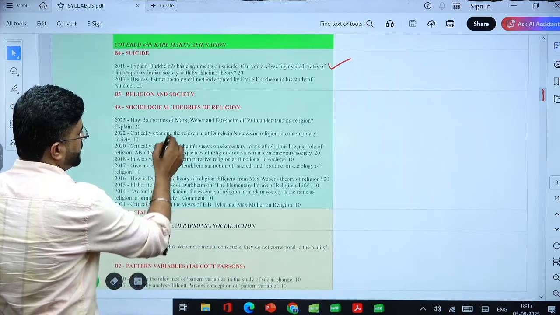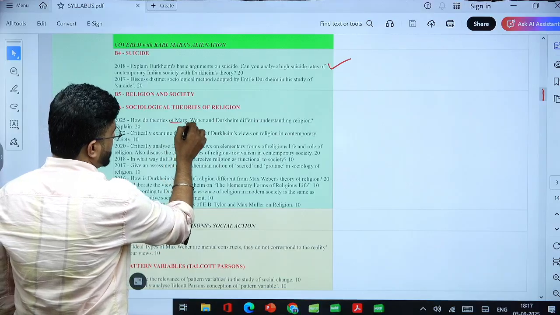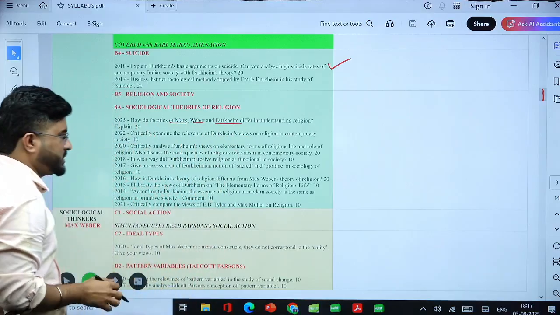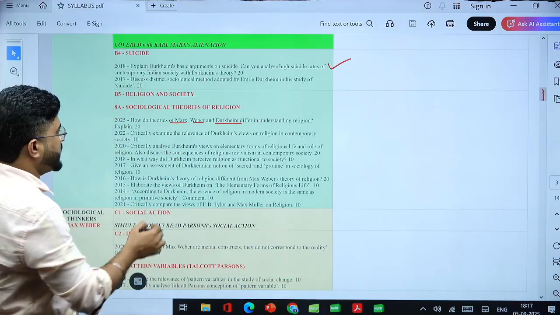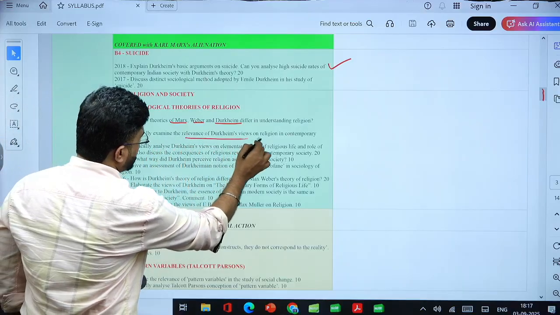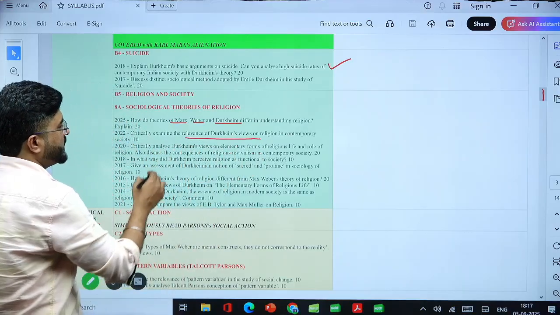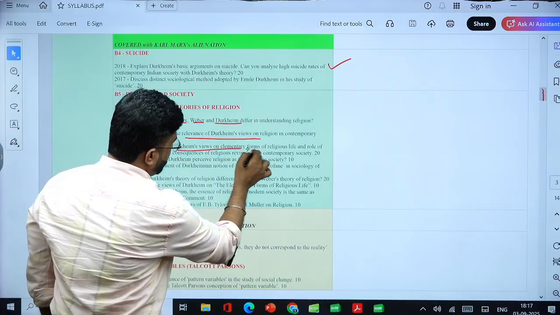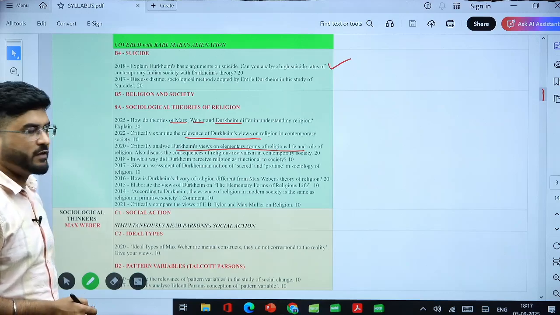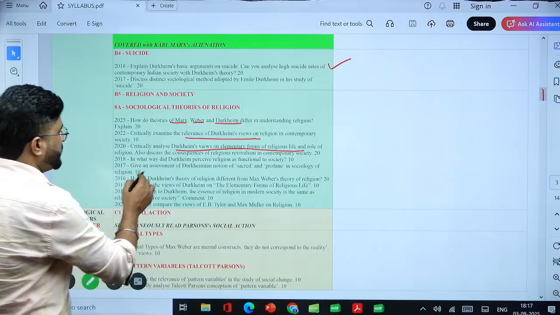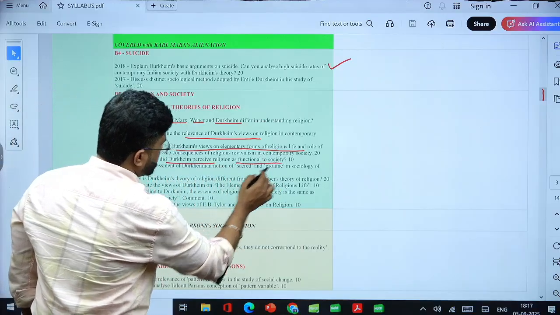This was a 2025 question: how do the theories of Marx, Weber and Durkheim differ in understanding of religion? I will tell you how you are going to comprehend these particular topics also. Then in 2022, critically examine the relevance of Durkheim's view on religion in contemporary society. 2020, Durkheim's view on elementary forms of religious life and role of religion. Also discuss the consequences of religious revivalism in contemporary society. In what way did Durkheim perceive religion as functional to society?